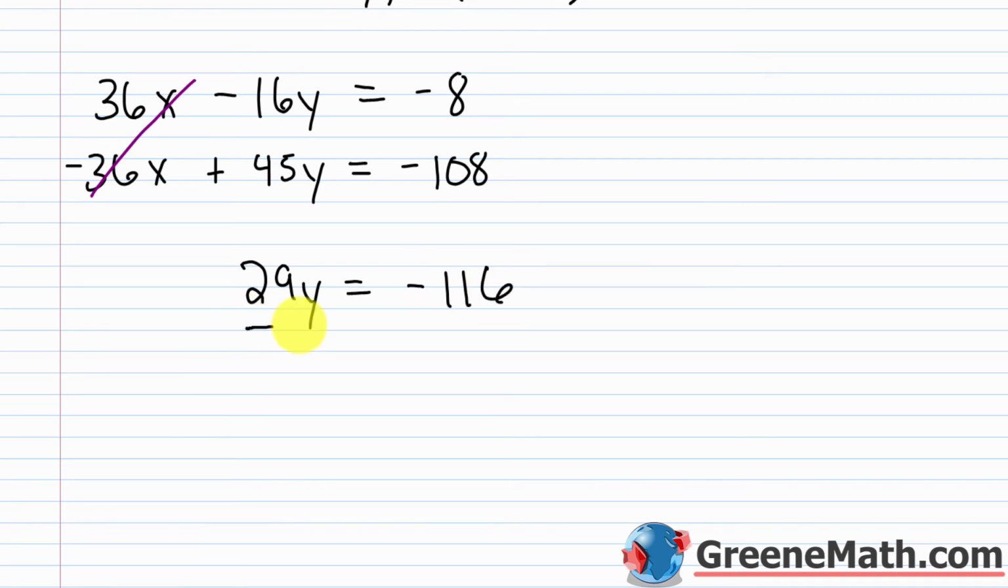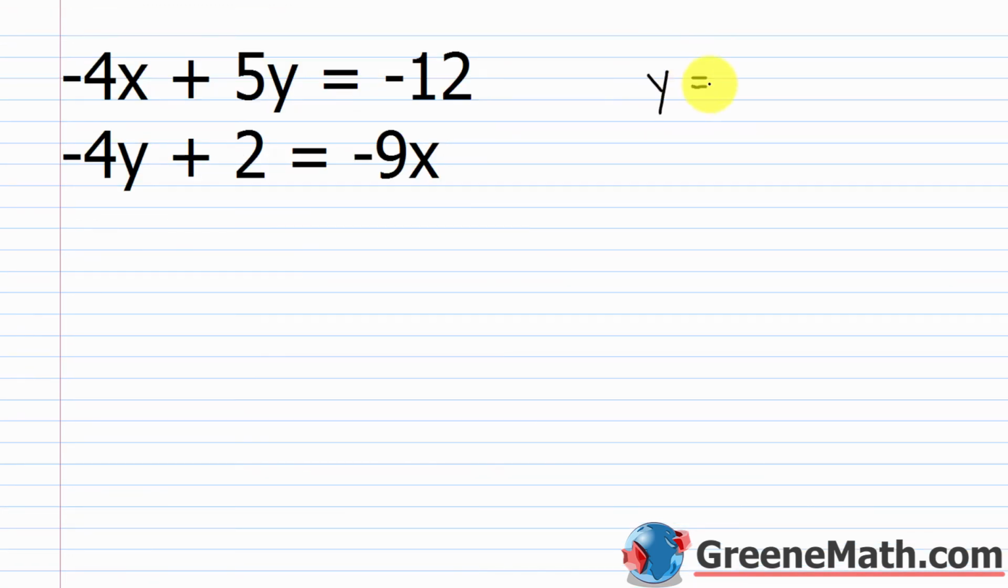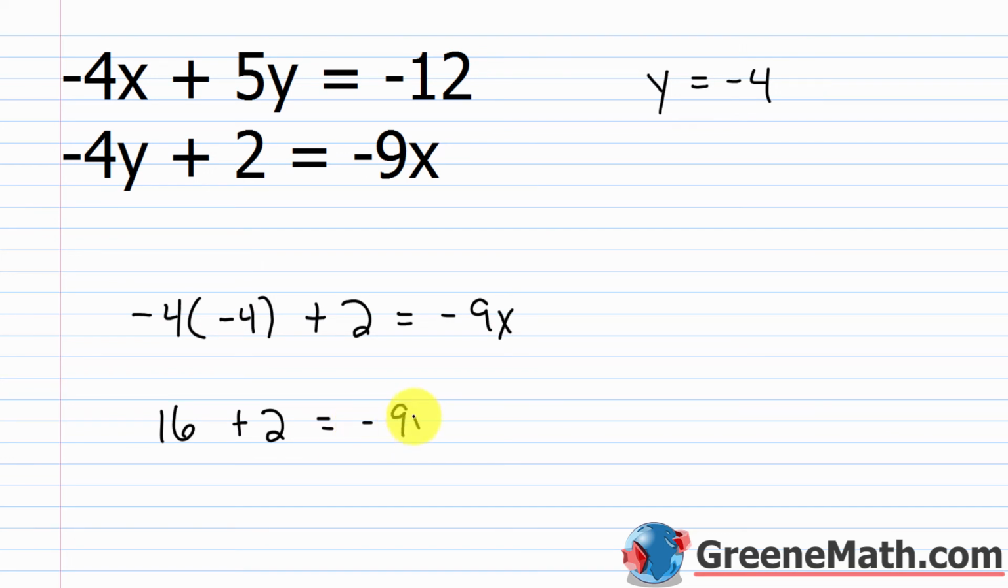Now, if I divide both sides of the equation by 29, the coefficient of y, I'm going to get that y is equal to negative 4. Negative 116 divided by 29 is negative 4. So y is equal to negative 4. So now I can plug a negative 4 in for y in either original equation, solve for x. So let's go ahead and plug it into the second equation. So we'd have negative 4 times negative 4 plus 2 equals negative 9x. Negative 4 times negative 4 is 16, so you'd have 16 plus 2 equals negative 9x.